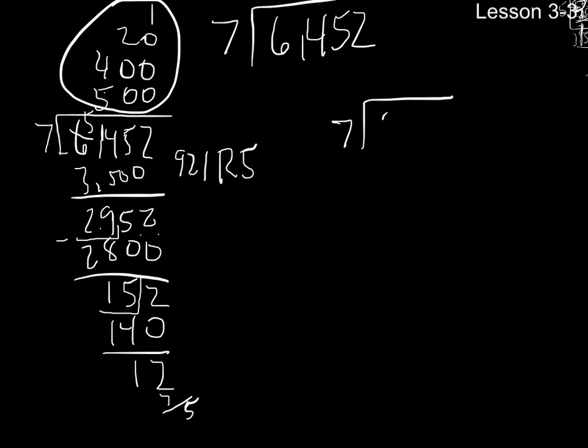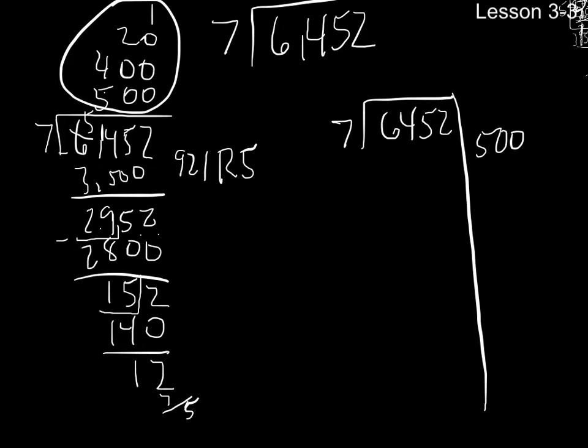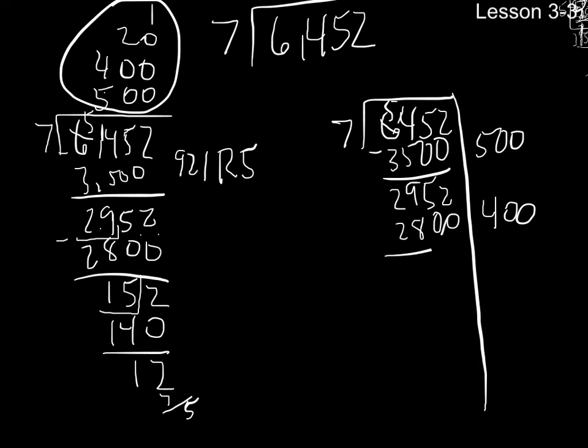Now I'm going to use the partial quotients method, the one I just taught you. And I know 7 can go into 6,452, let's say 500 times. Multiply by 500. Subtract it, I get 2, 5, 9, 2. Okay, now I know 7 can go into 2,952, let's say 400 times. Because I know 4 times 7 is 28, but 400 times 7 is 2,800. Subtract it, 2, 5, 1.